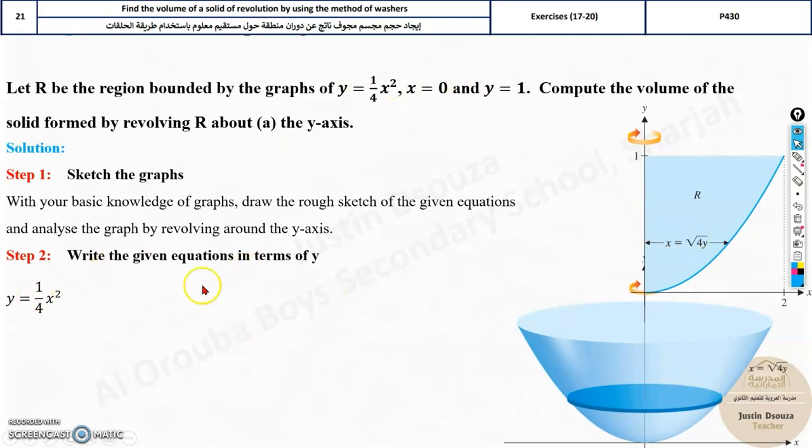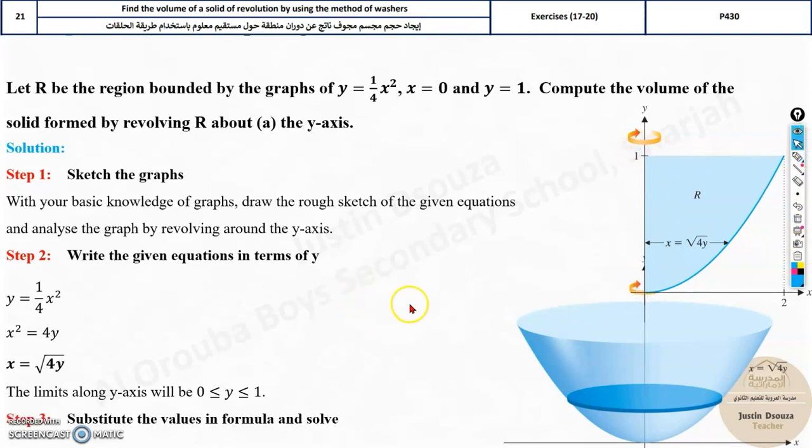y equals, sorry, one quarter x squared, but you can't use this. They have told around which axis? About the y-axis. So get it in terms of y. So take this 4 to the other side and take the root on both sides. You'll get x equals the root of 4y. Now the limits. Where are the limits for y? They have told up till 1, right? From 0 to 1. Now we need to use the formula, which we have already used to solve this problem before. Substitute into the formula and solve.